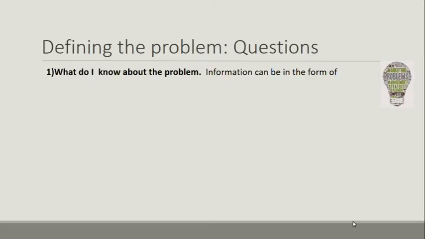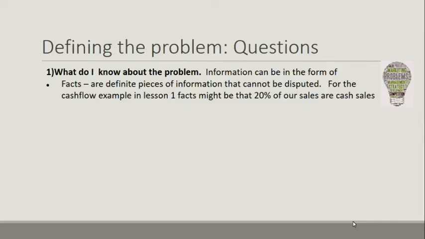What do I know about the problem? Information can be in the form of facts, which are definite pieces of information that cannot be disputed. For our cash flow example in Lesson 1, facts might be that 20% of our sales are cash sales.